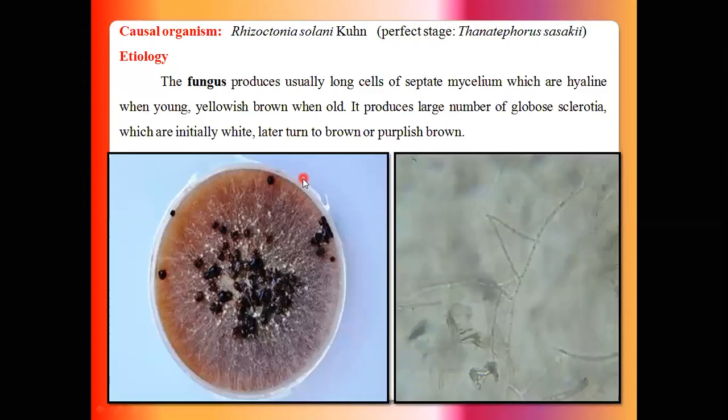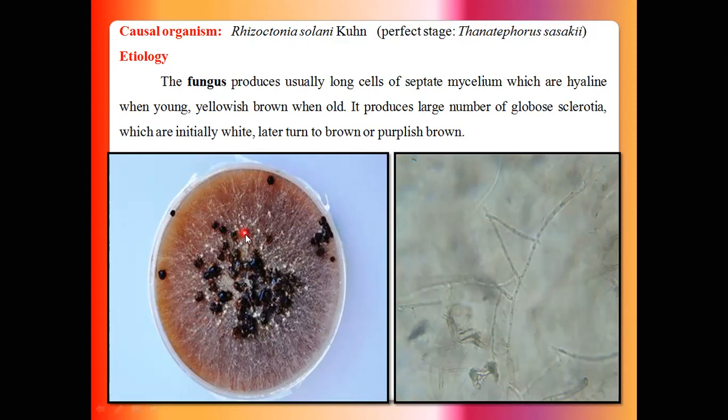The fungus Rhizoctonia solani produces the leaf sheath disease in rice. The perfect stage of this fungus is Thanatephorus sasakii. Suppose the infected plant parts are isolated from the rice plant and grown on artificial media under laboratory conditions.